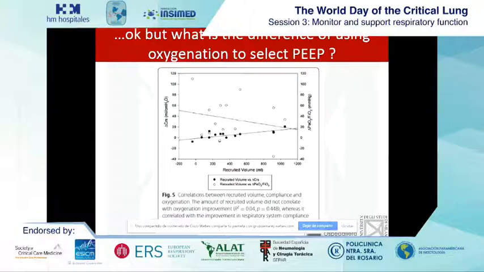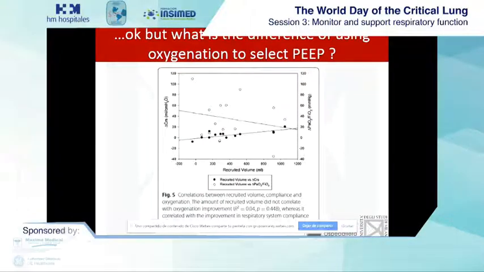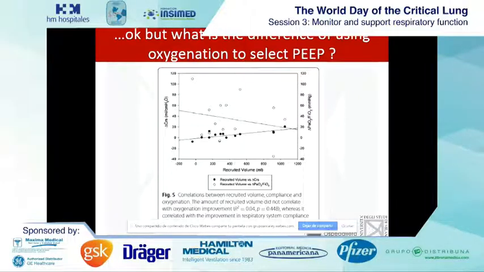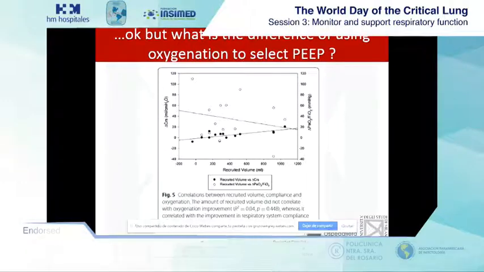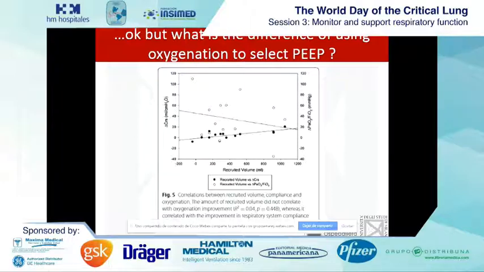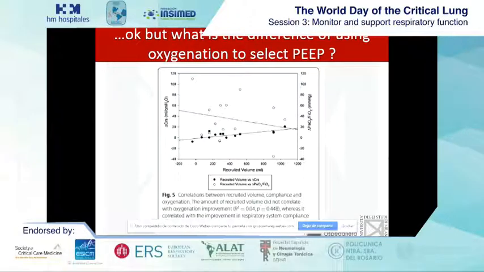Instead, there is a very good correlation between recruited volume and changes in compliance. Unfortunately, you have to be very precise to distinguish the changes in recruitment through changes in compliance. Going from 30 to 32 of compliance is a big difference. It's almost 10%. In clinical practice, clinicians usually are not so meticulous. It is much easier to see changes in recruited volume between 200 and 400. So the message of this slide is recruitment is related to compliance. It is not related to changes in PF ratio. Next one.